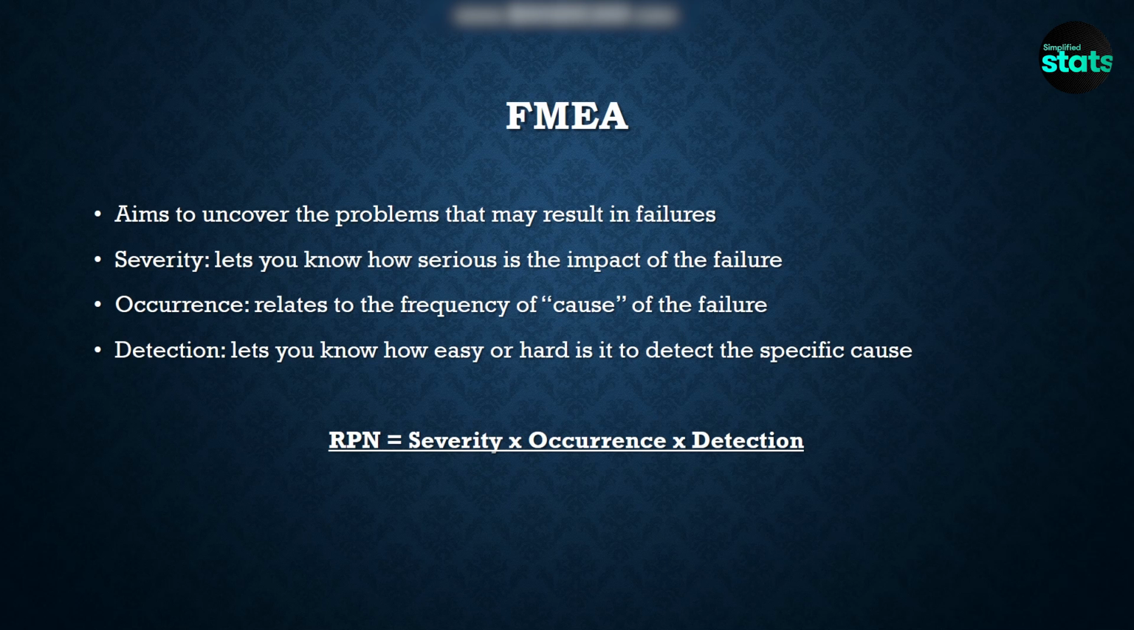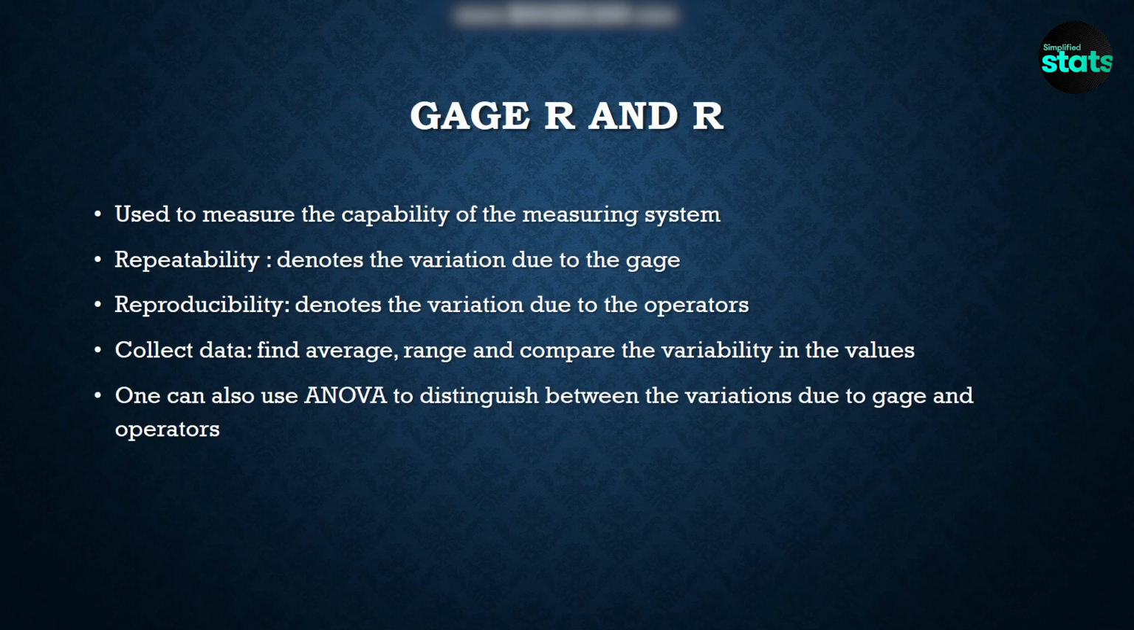rating. Starting with failure mode and effect analysis, it aims to uncover the problems that may result in failures. Now, there are 3 aspects to defining the failures: the severity, the occurrence, and the detection. Each of them is rated from 1 to 10, and you multiply all 3 of them to get the risk priority number. This lets you know how significant or what is the effect of the failure occurring.